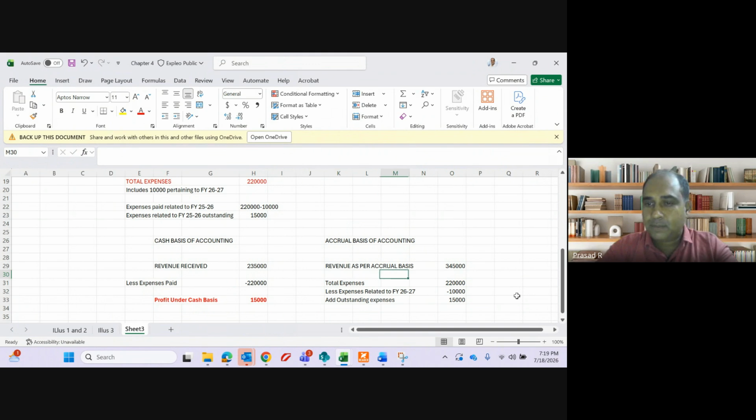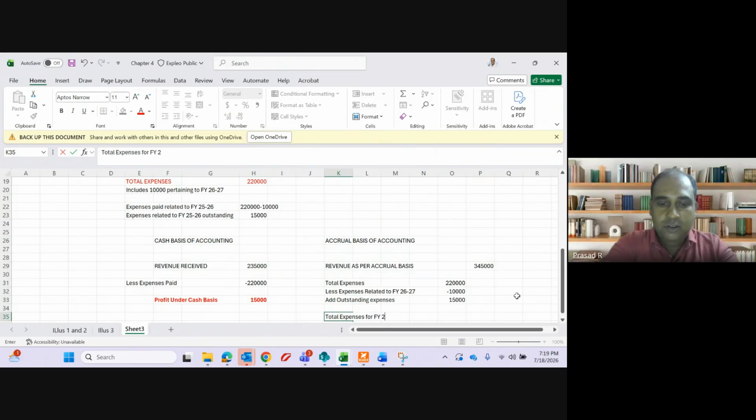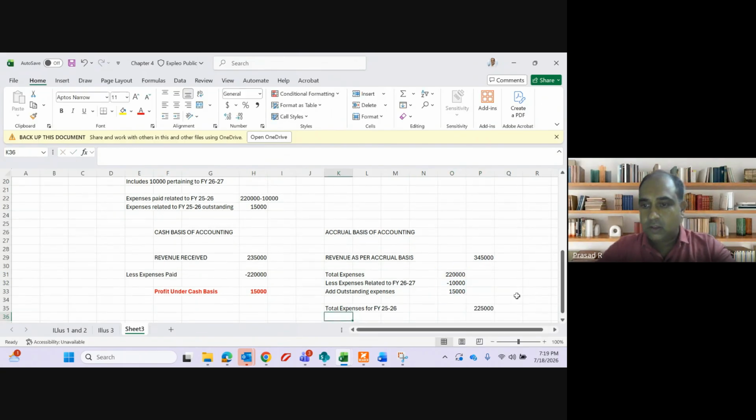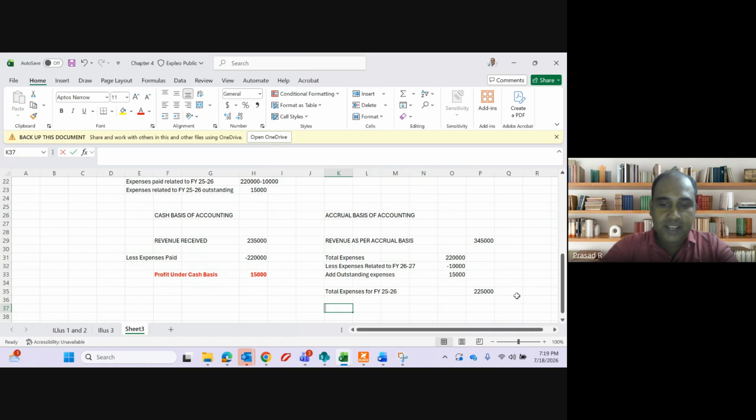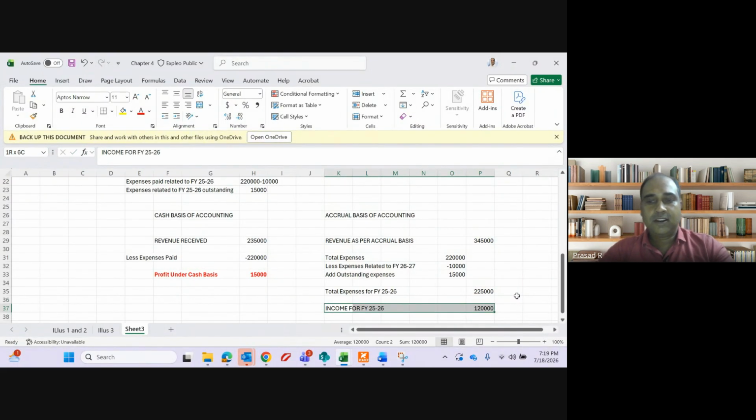So my total expense will become how much? Total expenses for financial year 25-26 will be, add all these three, 2,25,000. So now my profit or income for financial year 25-26 will be revenue minus expenses, which is 3 lakh 45 minus 2 lakh 25, equal to 1 lakh 20,000.